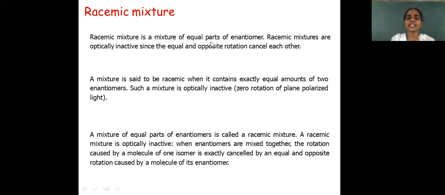But a racemic mixture is an equimolar ratio, equal parts of enantiomers, and here the enantiomers are optically active. But when we take equal parts of enantiomers, the racemic mixture is optically inactive. Optically inactive means that the rotations are in opposite directions and cancel each other. Such compounds are called optically inactive, and such a mixture is called a racemic mixture.